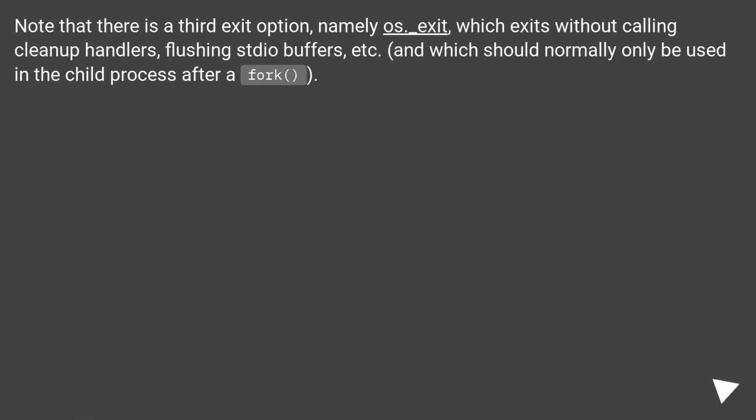Note that there is a third exit option, namely os._exit, which exits without calling cleanup handlers, flushing stdio buffers, etc., and which should normally only be used in the child process after a fork.